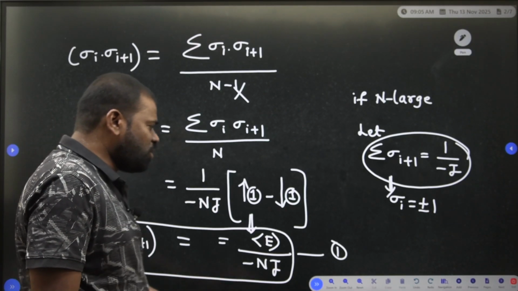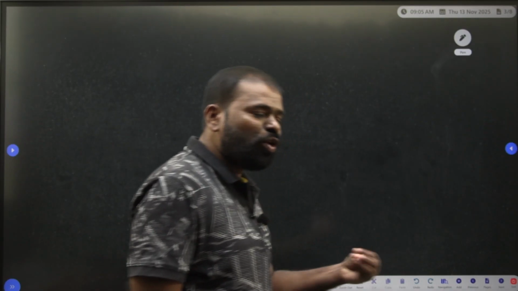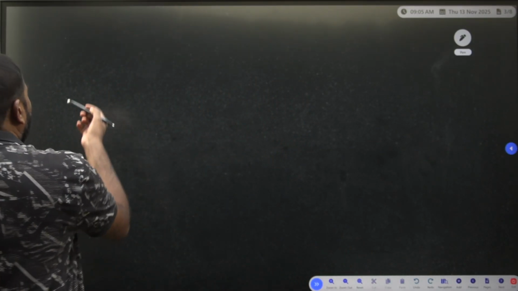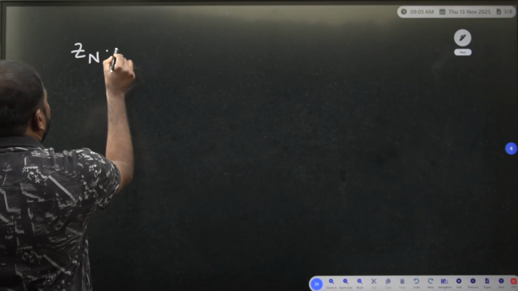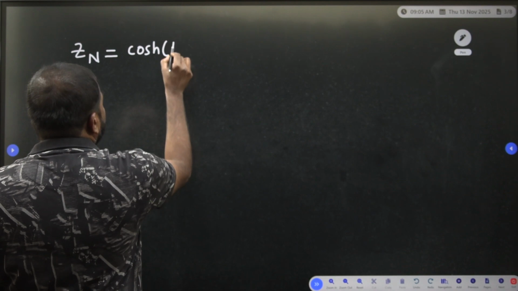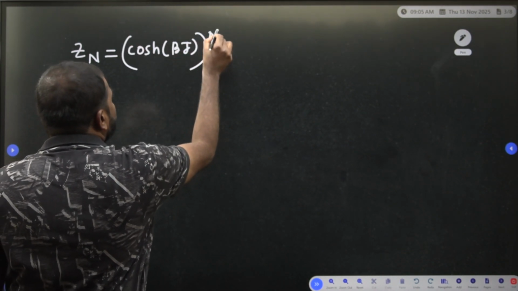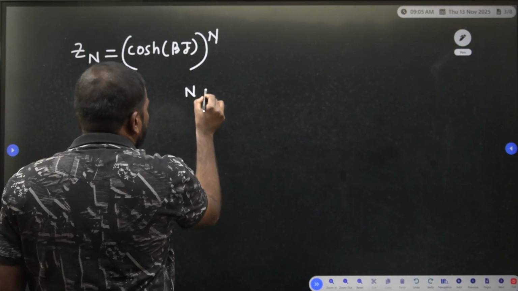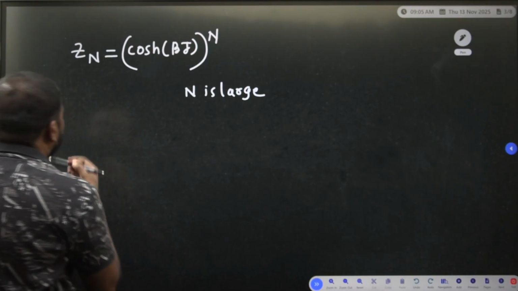So, now you are able to take what we have to write. We know the partition function corresponding to n plus 1. If n is a large number, the partition function is equal to cosh(βJ) to the power of n. So, if n is large, your partition function is equal to this.